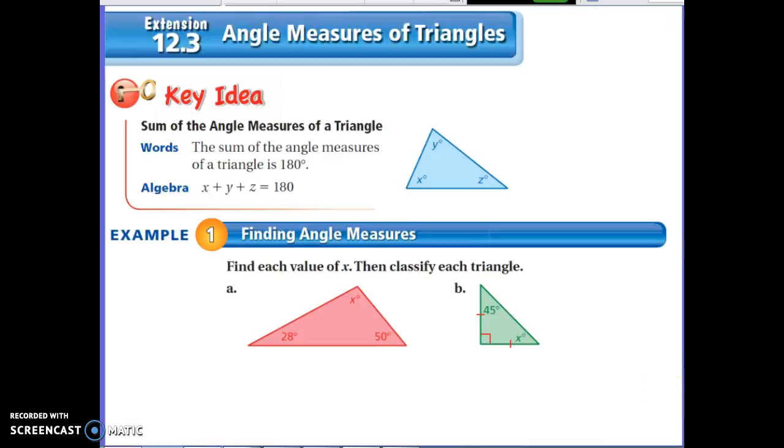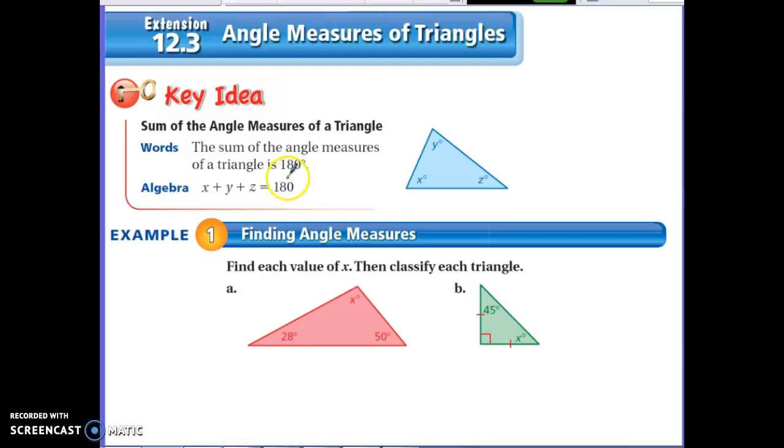Hello and welcome. Today we're going to be talking about extension 12.3, which is angle measures of triangles. This does come after section 12.3 in your textbook, which we have not done yet, but we're going to go ahead and do them in a different order. So the key idea for today is that the sum of the angle measures of a triangle is 180 degrees.